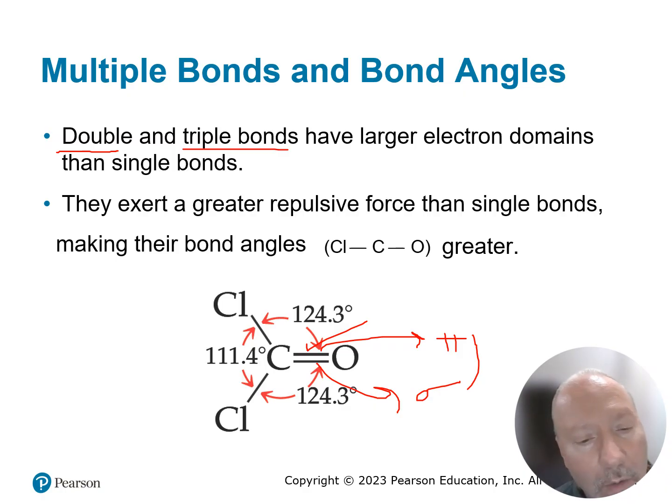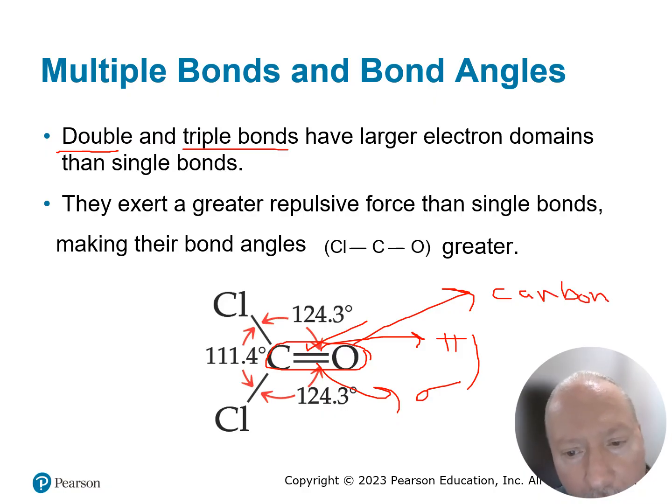These single carbon chloride bonds are suppressed a bit because of this, which is called a carbonyl, right? A carbonyl, which is a very useful functional group in organic chemistry. It's called a carbonyl group. And so we can see the difference in the repulsive effects of a double bond versus a single bond.